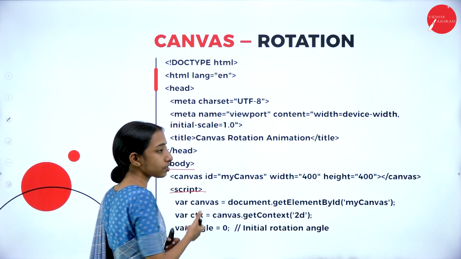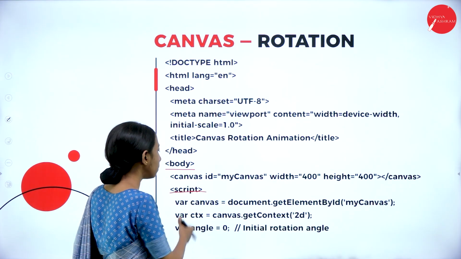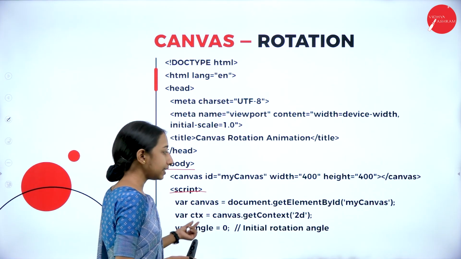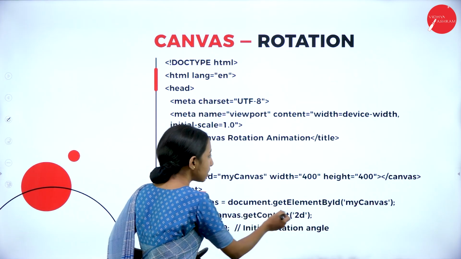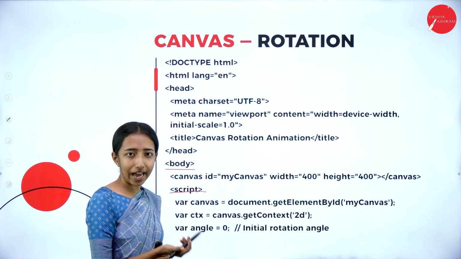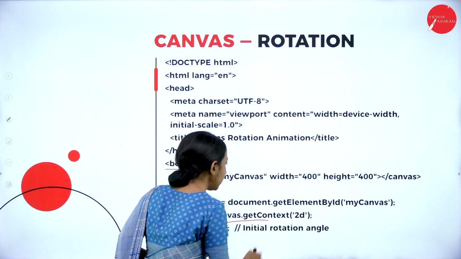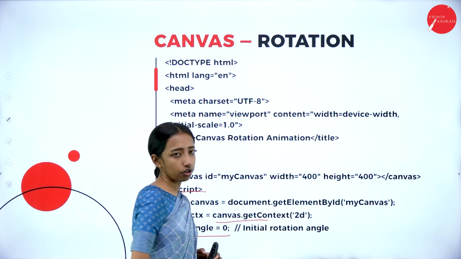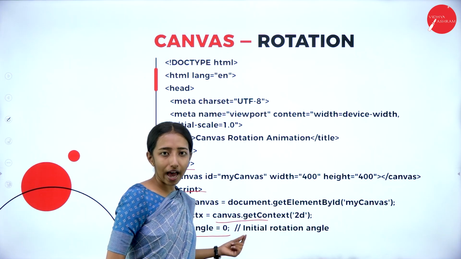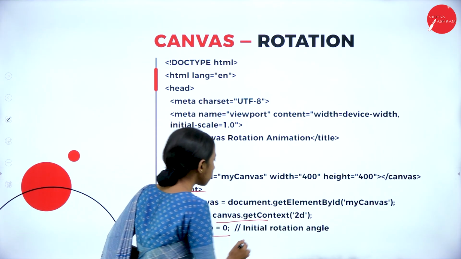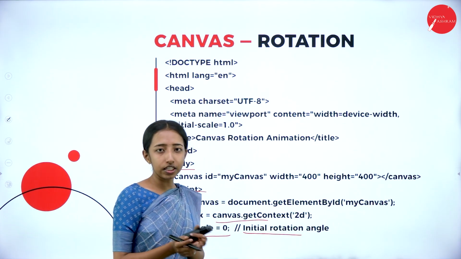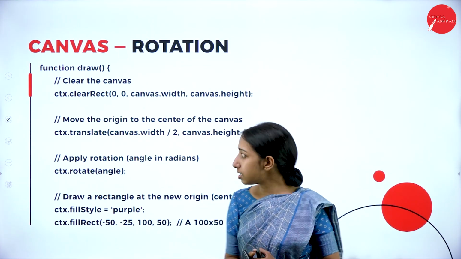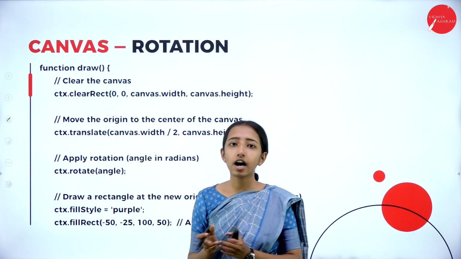Here we have used the script tag, and here we have taken three variables, that is the canvas, ctx and the angle. For the canvas I have taken getElementById of the canvas, and I have given getContext, that is 2D, and next angle 0. So the var angle I have given is 0, which means it is the initial rotation angle.